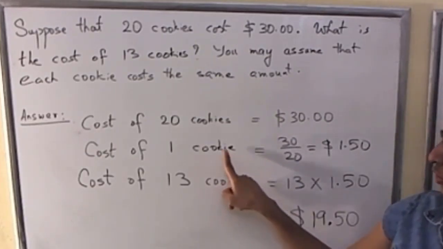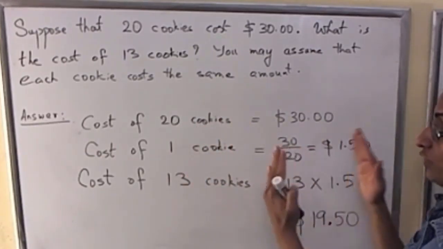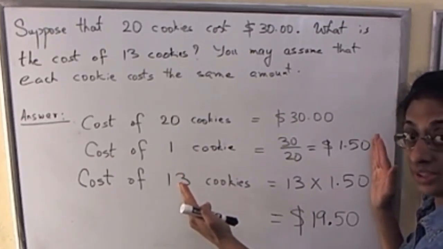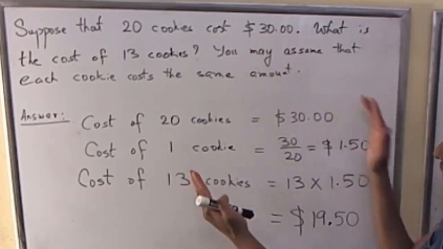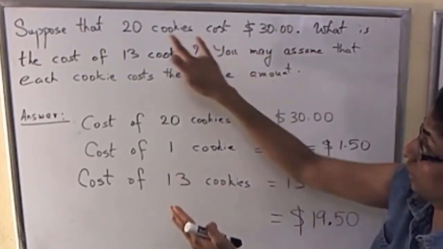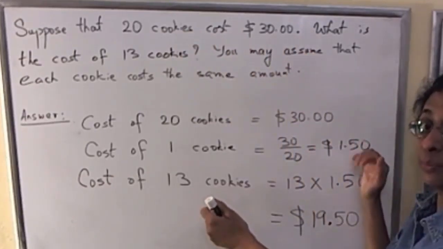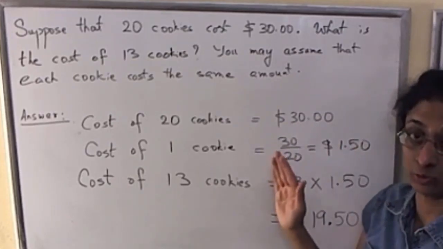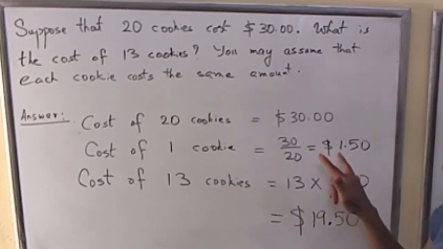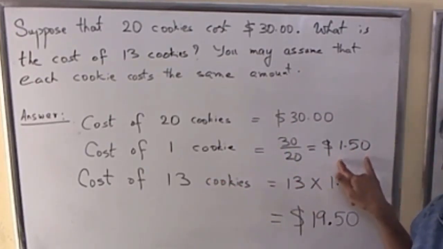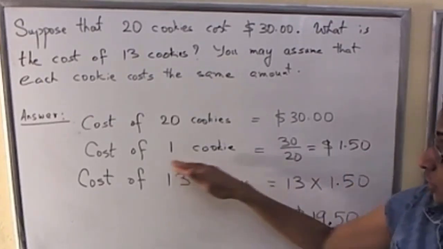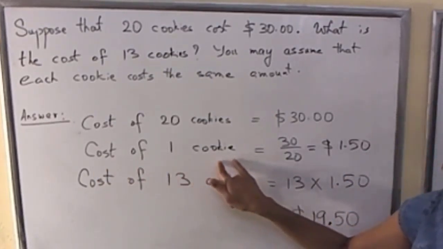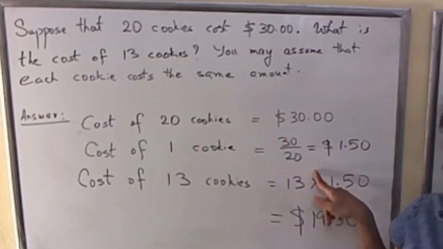If needed, you can think of the number line. You can think of the segment from 0 to 30. That is the $30. And 20 cookies cost $30. So we are partitioning that segment from 0 to 30 into 20 equal parts. And we are saying each equal part would be of this length. So finding the cost of one cookie is simply a division of two numbers.